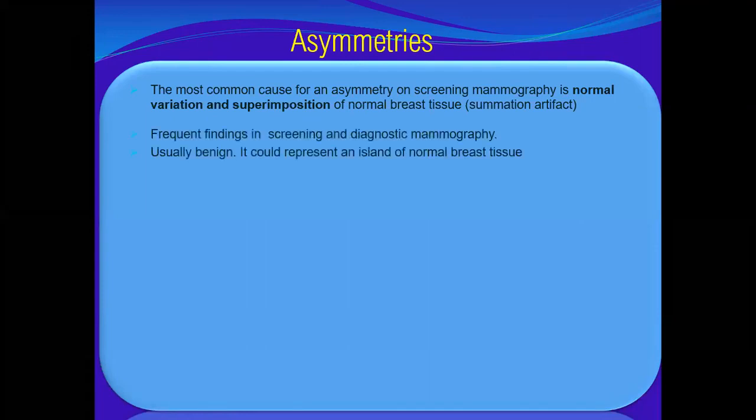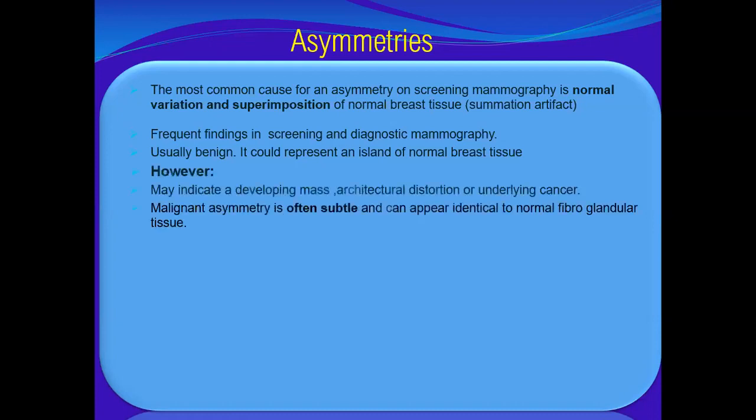A frequent finding in screening and diagnostic mammography is asymmetries, and it is usually benign. It could represent an island of normal breast tissue, not necessarily summation artifact. An island will persist; you will see it even on compression or spot compression view. You will see the tissue is there because it is just an island surrounded by fat. Okay, island of breast tissue. We'll see an example of that.